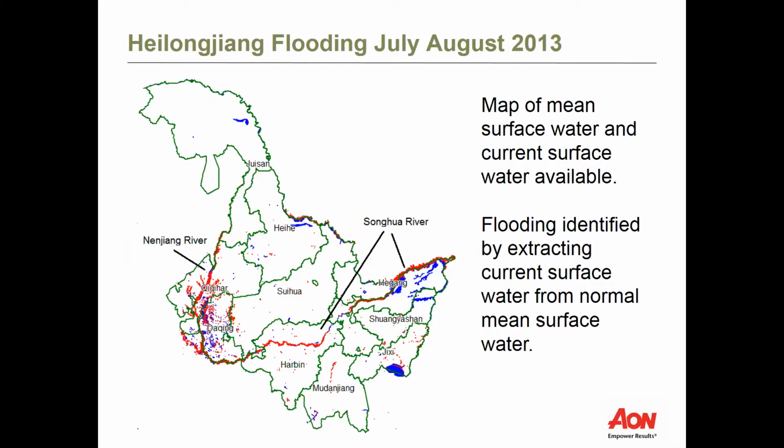So this is some analysis we did for Heilongjiang, which is right at the top of China. They had some very big flooding in July and August 2013. We have a lot of insurance companies who write business up there and for agriculture insurance, and so we had a lot of claims from there. So a lot of our clients wanted to know where we thought the flooding was, where the worst affected was. Again, we identified where that flooding was basically by extracting the normal mean surface water. So we already had a reference image of where the water normally is, and then we know where it's flooded because that's the extra water that's not normally there.